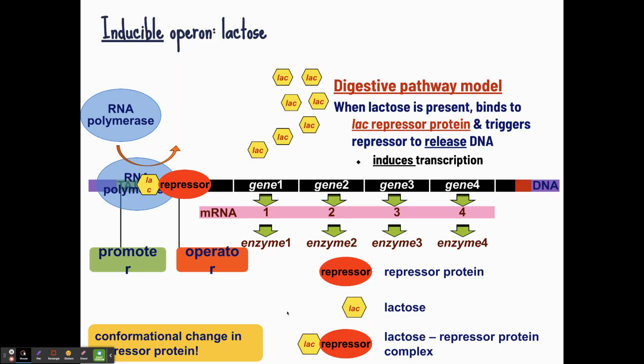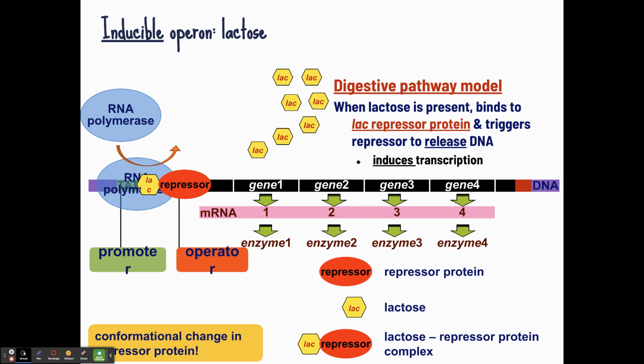Right, the other type of operon we have is called the inducible operon. Example is going to be lactose. This is found in our digestive pathway model. So when lactose is present, so I drink milk, it's going to bind to what's called the lac repressor protein. And it's going to trigger the repressor to release DNA, and it's going to induce transcription. So what that means is it's going to turn the gene on to read the lactase genes, okay? And it's going to turn transcription on.